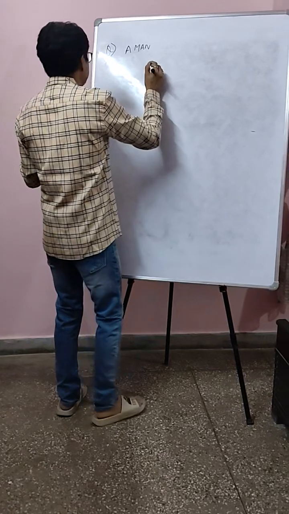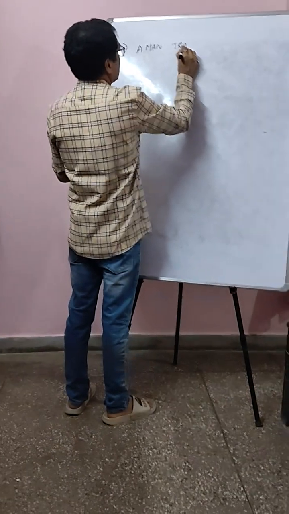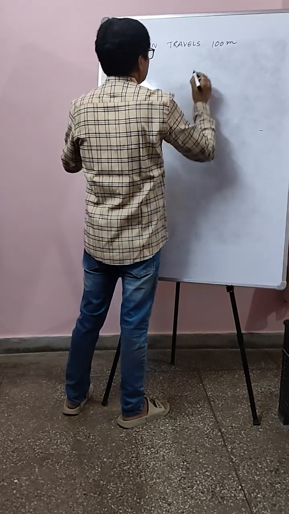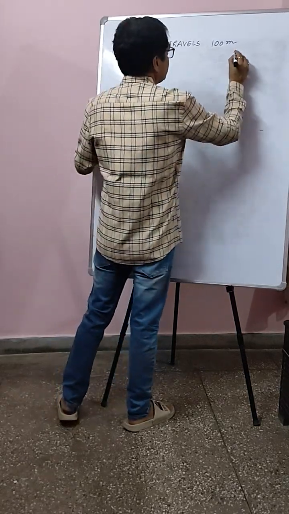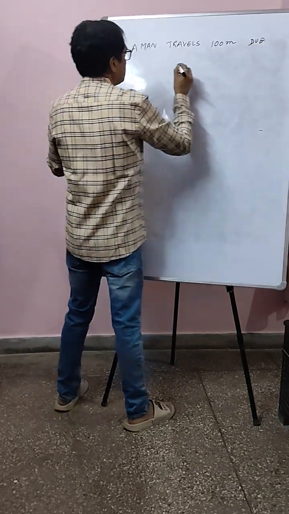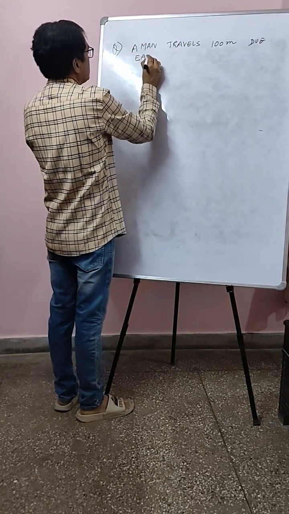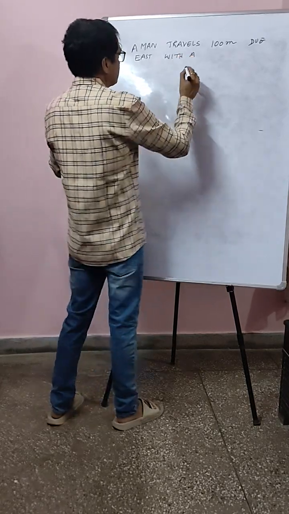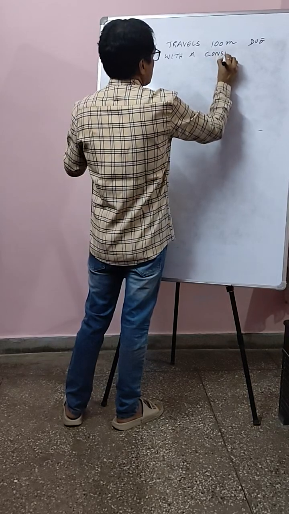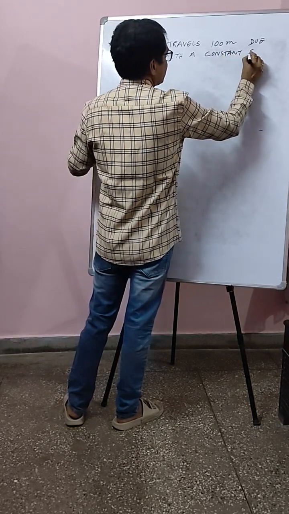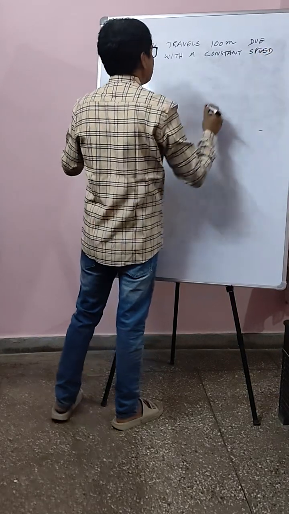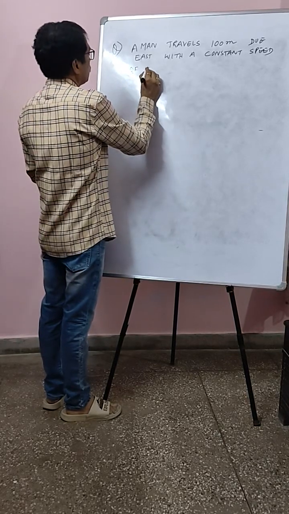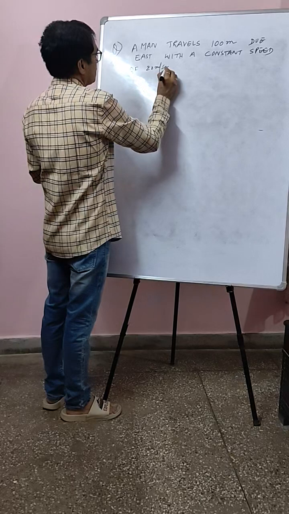A man travels 100 meters due east with a constant speed of 20 meters per second.